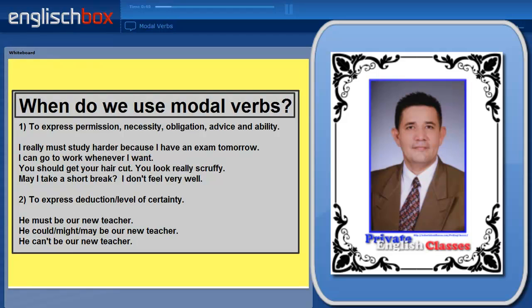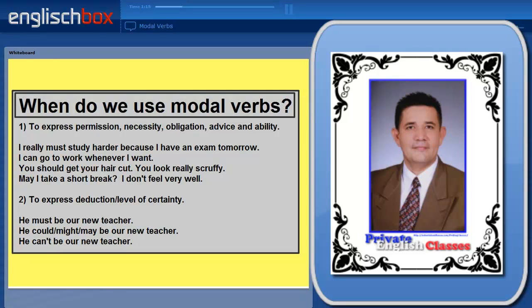So why are modal verbs important and when do we use them? Well, we need modal verbs to express notions of permission, necessity, obligation, advice, and ability. Let's look at some examples to describe what I mean. I really must study harder because I have an exam tomorrow. Here the modal verb must expresses obligation.